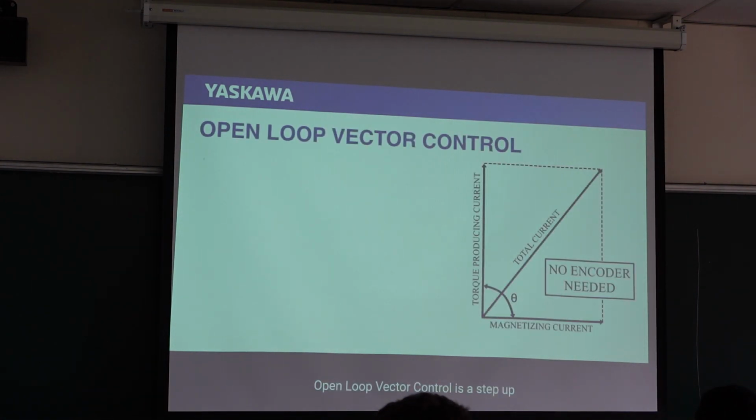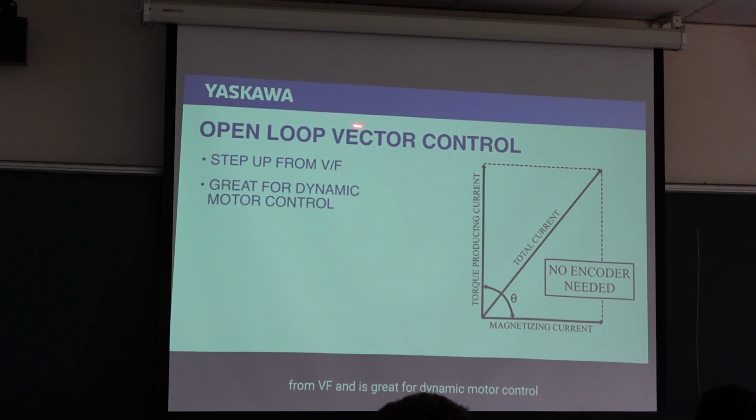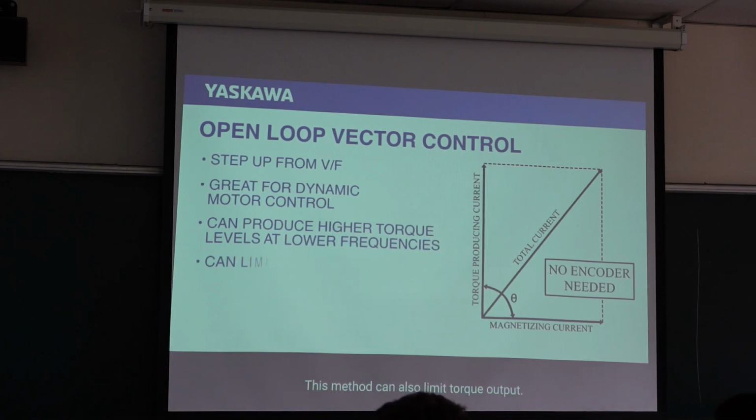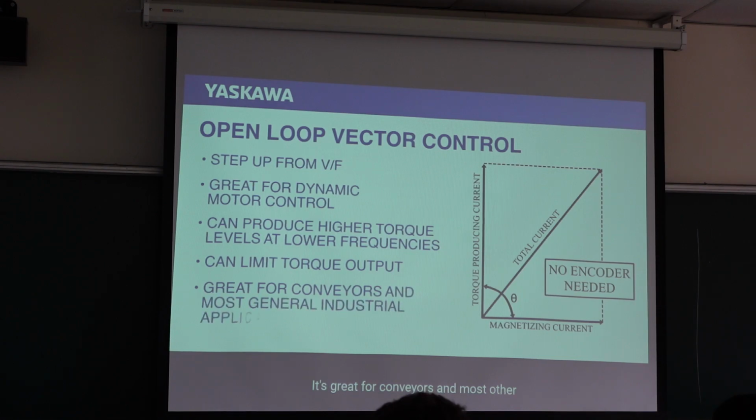Open loop vector control is a step up from VF and is great for dynamic motor control. Open loop vector control can produce higher torque levels at lower frequencies. This method can also limit torque output. It's great for conveyors and most other general industrial applications.